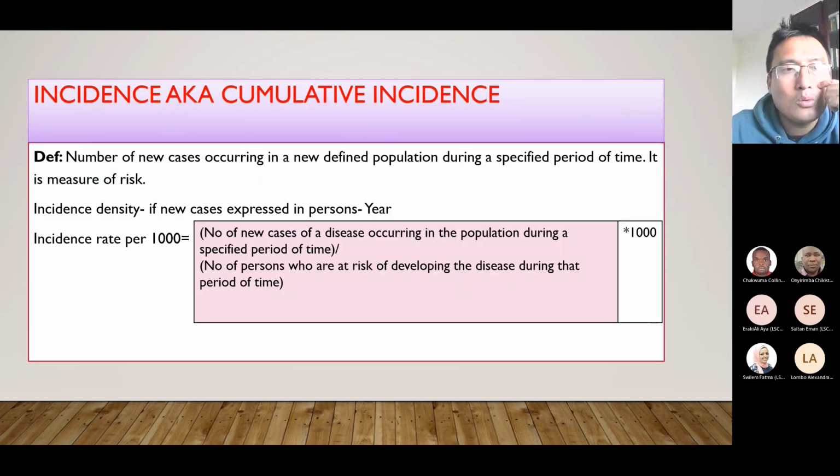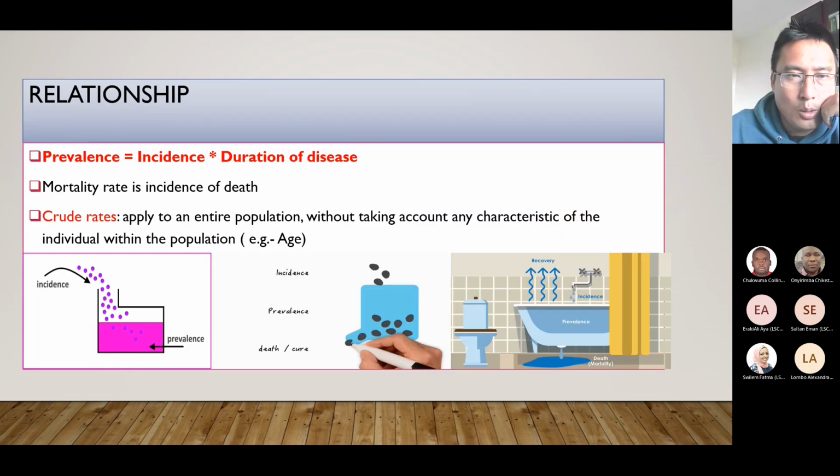Now the formula for the incidence by definition is new cases. So it's similar to the prevalence formula, but the only difference is new cases per 1,000. Now this is the relationship between prevalence and incidence. So the formula is prevalence is equal to incidence multiplied by the duration of illness.